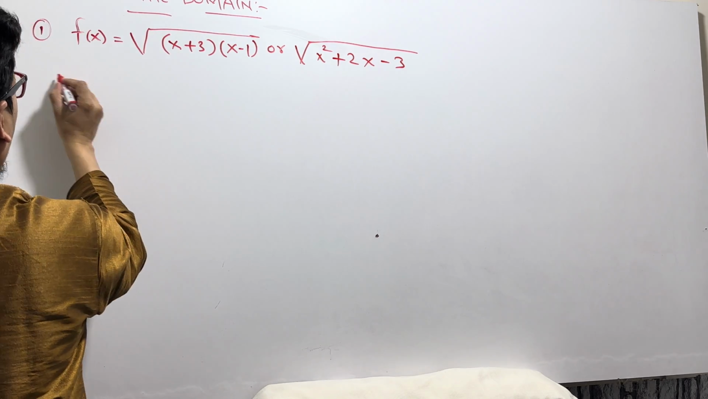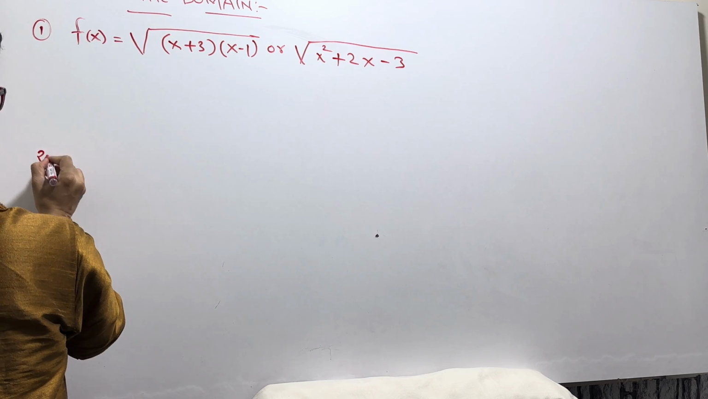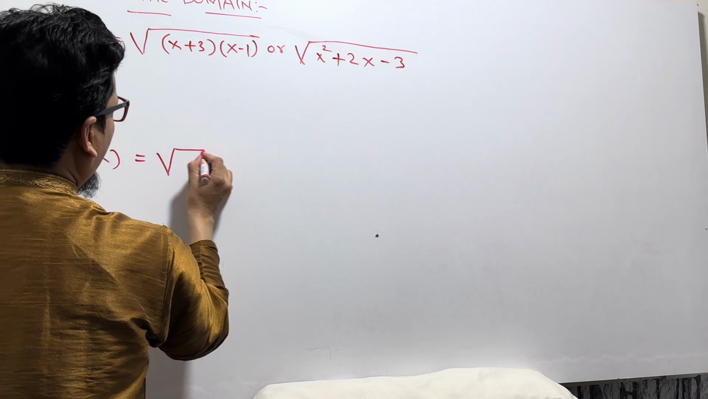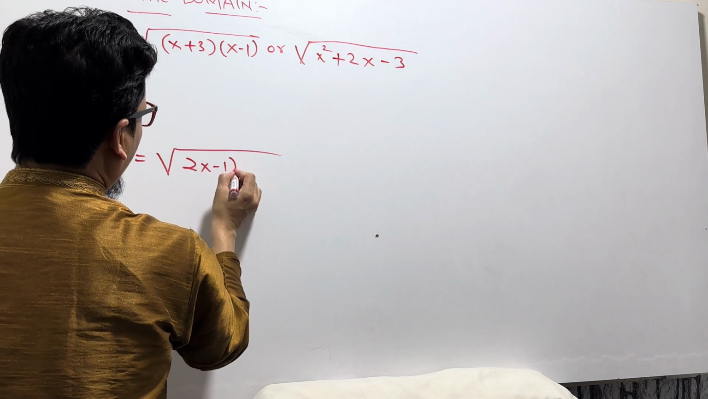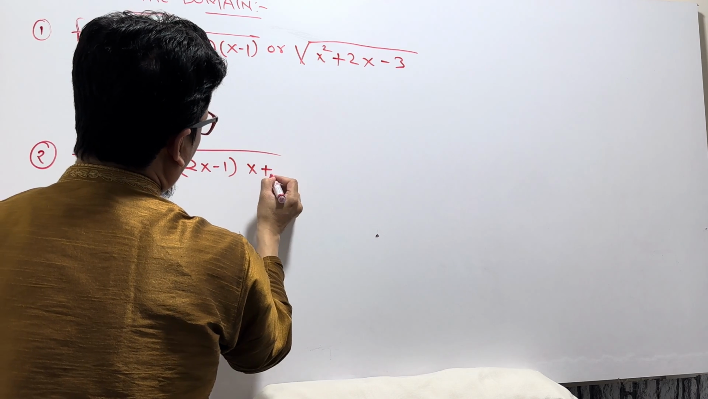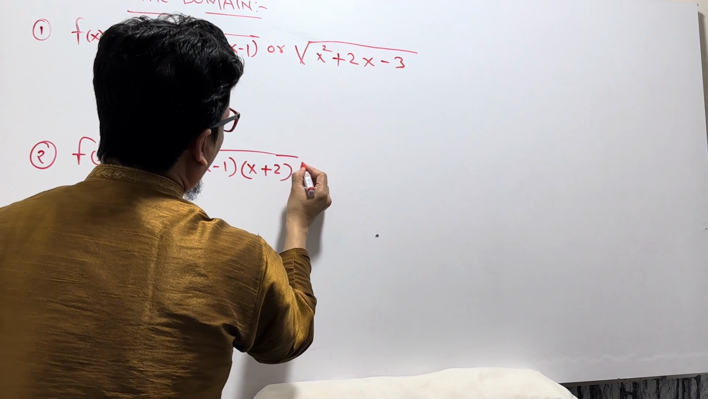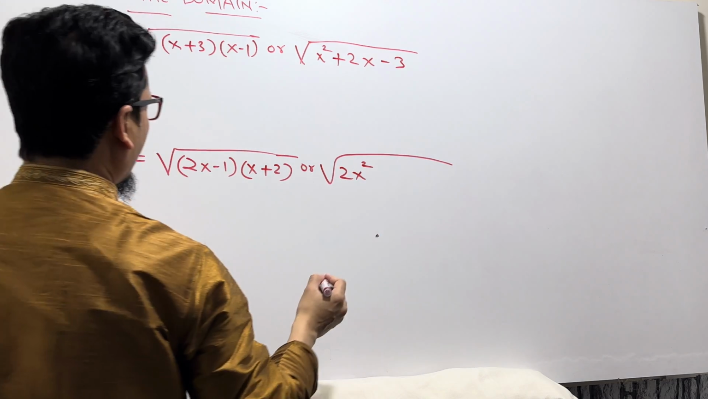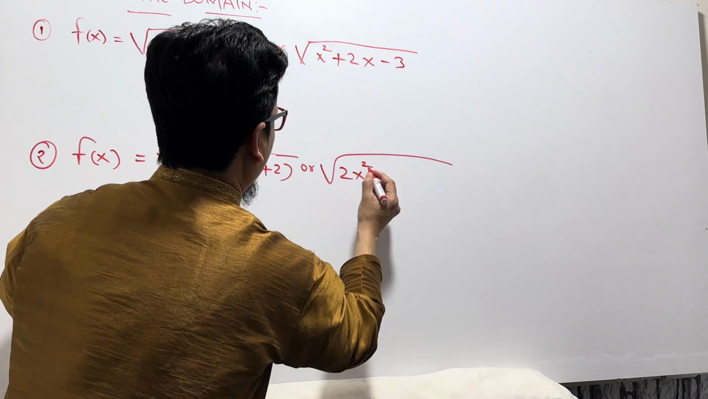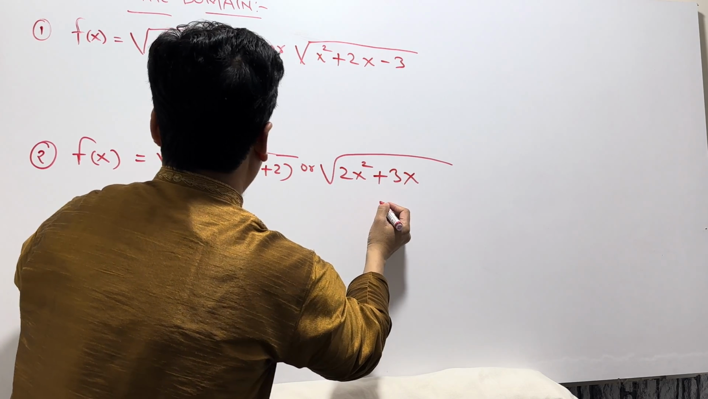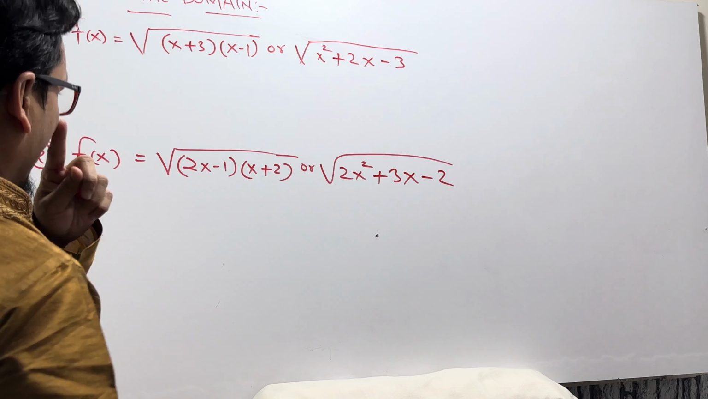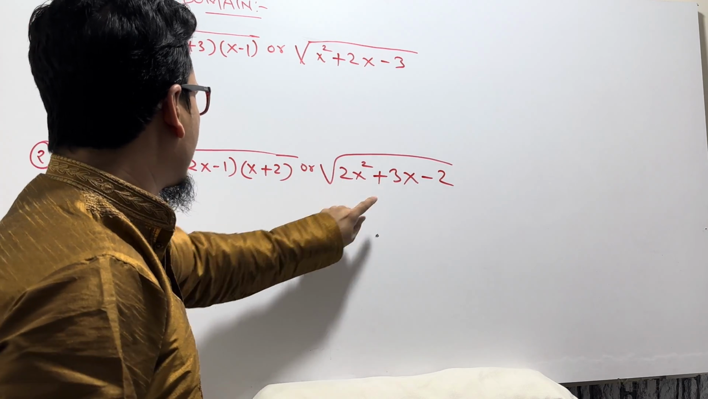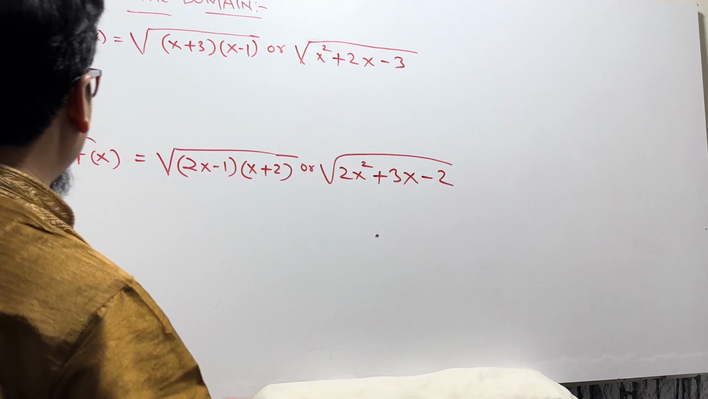Or I have another question: f(x) which is (2x minus 1)(x plus 2), no problem. Or you can say this is 2x square plus 4x minus x minus 2, so you can say 2x square, this is plus 3x, and this is minus 2.